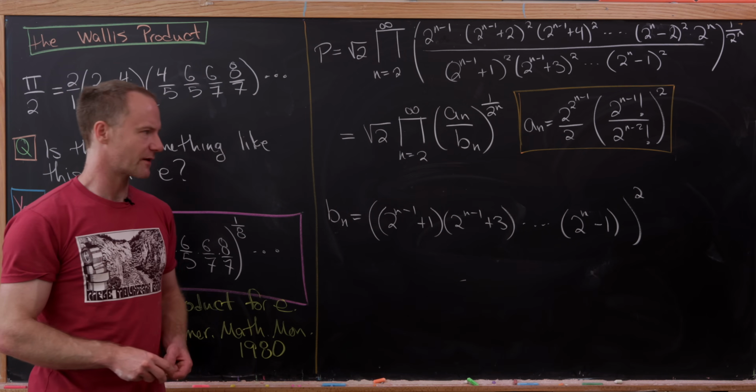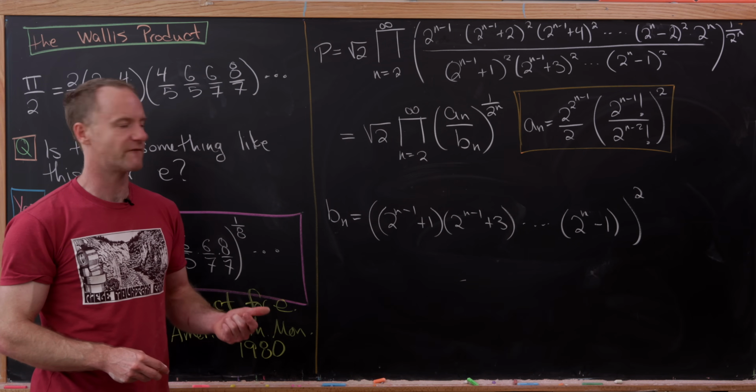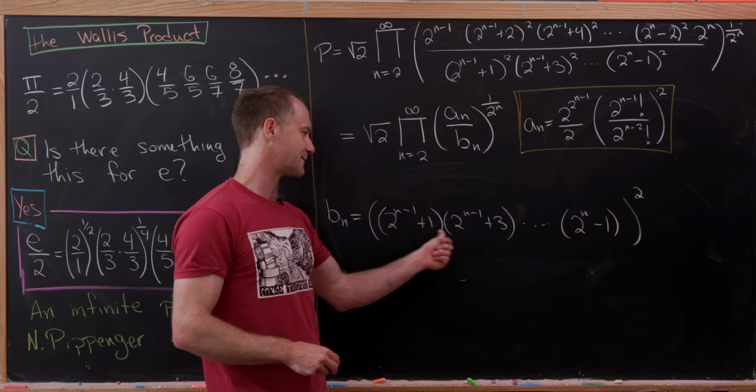And then next up what I'm going to do is multiply by a version of 1 that fills in the gaps here.